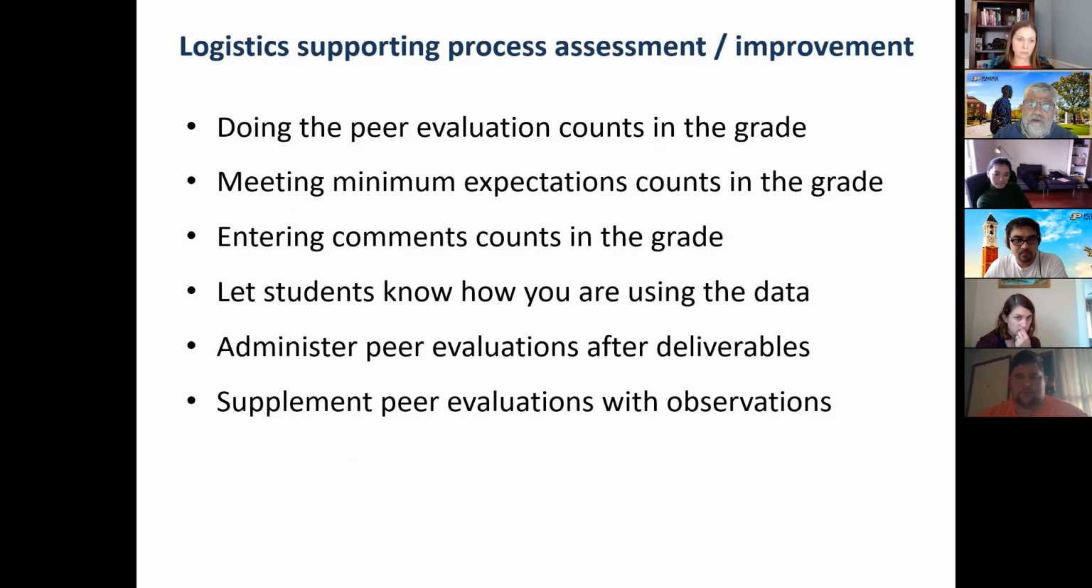Any peer evaluation is more accurate if administered after an important deliverable. It raises the stakes of the evaluation. And then ultimately, as I said before, it's very important to supplement peer evaluations with observations when possible, so that you don't just take students' words for what might be happening, which can introduce certain kinds of biases, especially racism, sexism, xenophobia, things like that. But your observations can help identify when those things are happening and to account for them as you interpret the results.